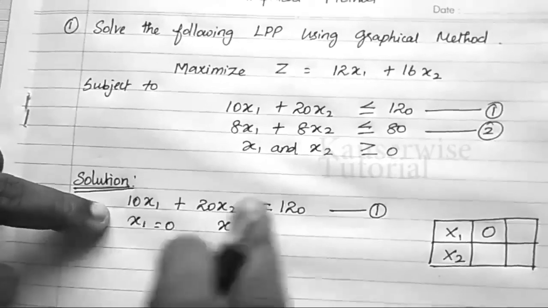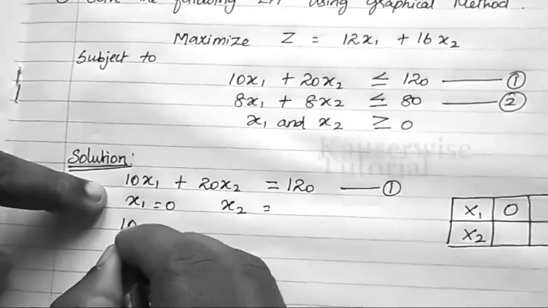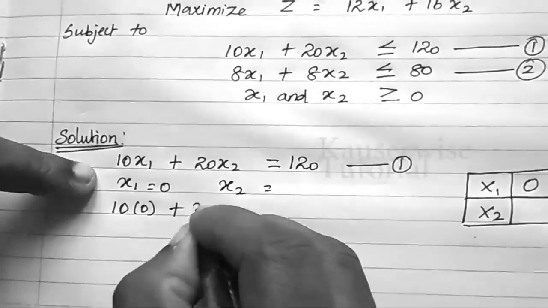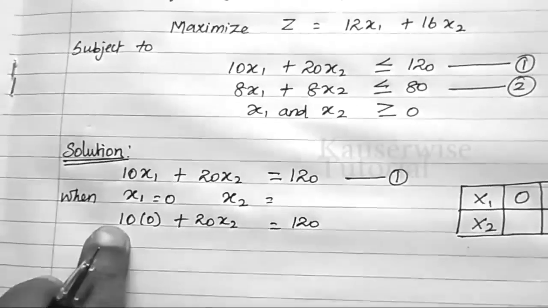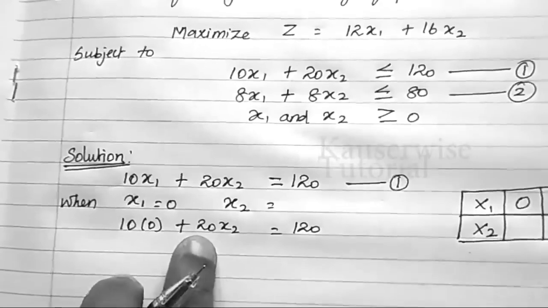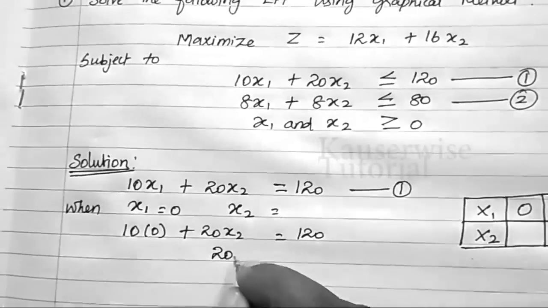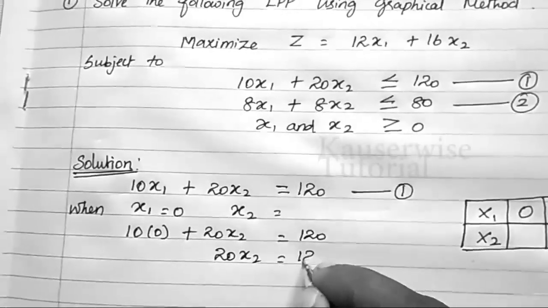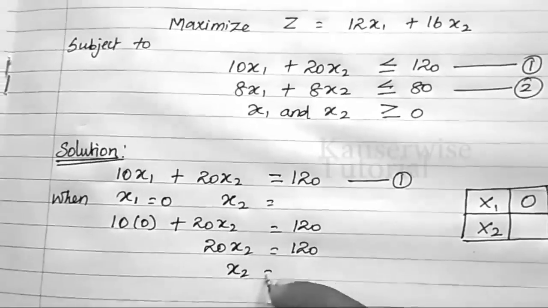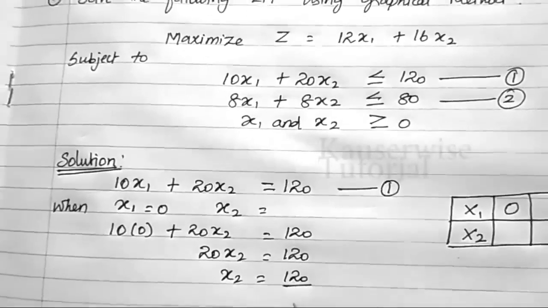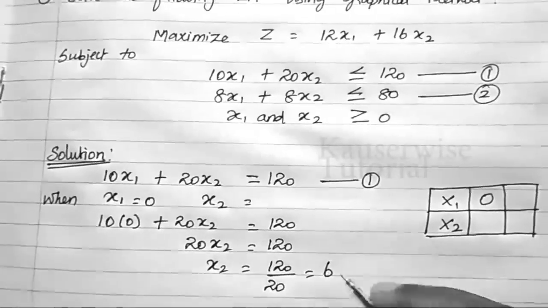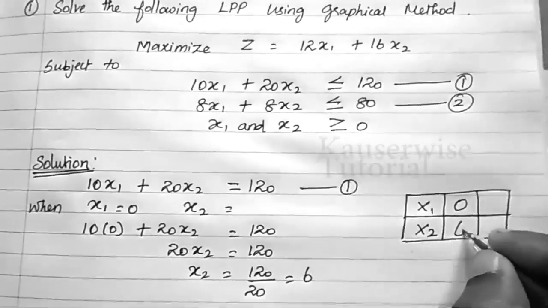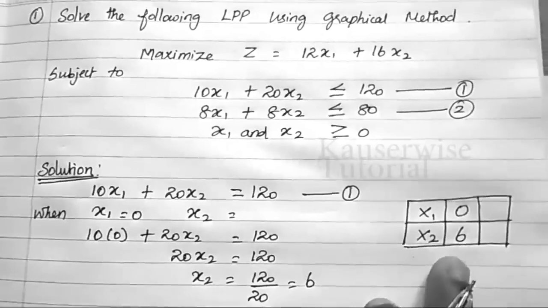Just apply this in the first equation. 10x1 is 0 plus 20x2 is equal to 120. 10 into 0 is 0. We have only 20x2. So 20x2 is equal to 120. So x2 is equal to 120 divided by 20 is equal to 6. So x2 value is 6. When x1 is 0, x2 will be 6.